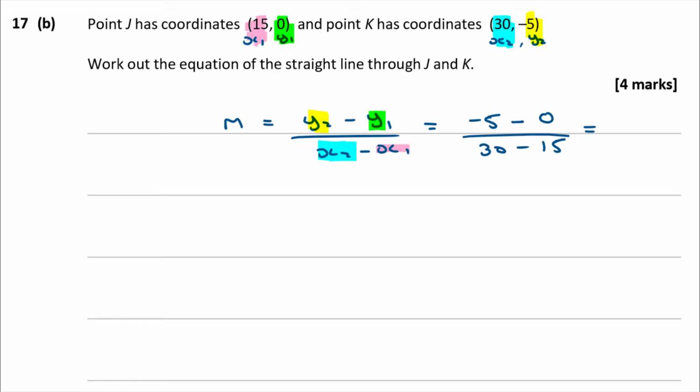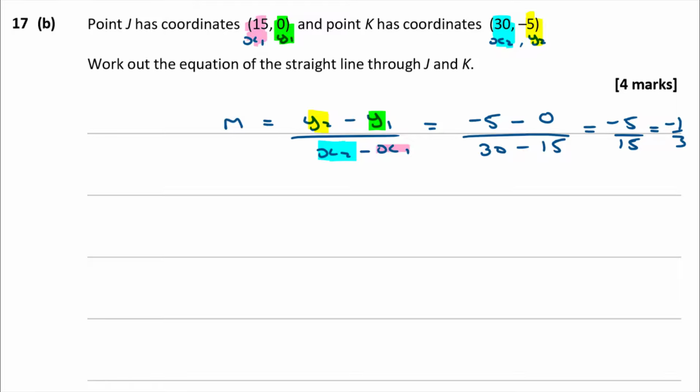Okay, now I've carefully subbed that in. I can just work it out. Negative 5 take away 0, well, that's just negative 5. 30 take away 15, that's 15. So I've got negative 5 over 15, dividing top and bottom by 5. That's the same thing as minus 1/3 then, isn't it? Okay, so the gradient of my line is minus 1/3.